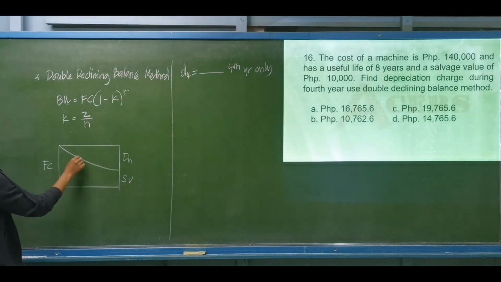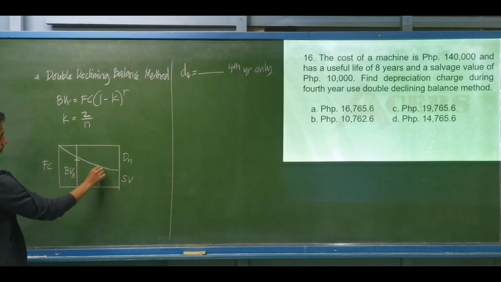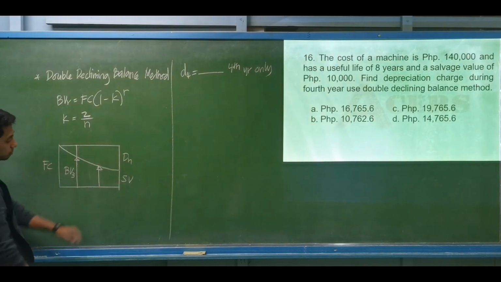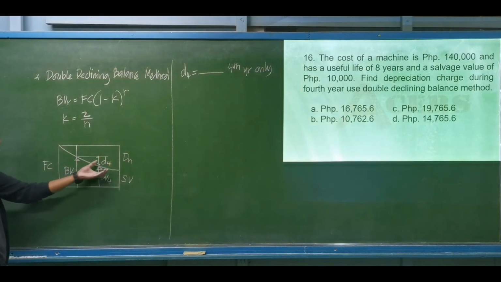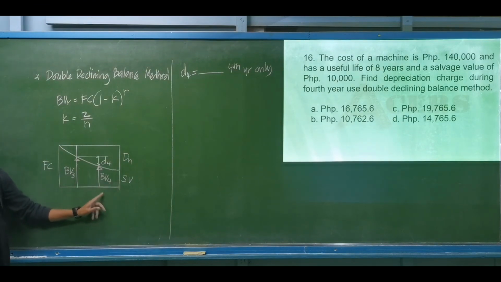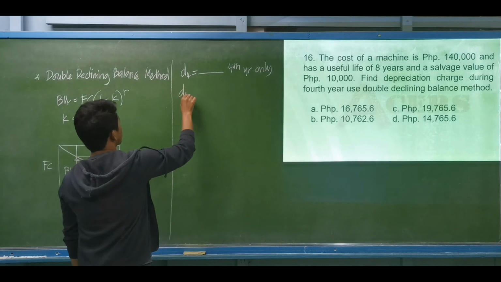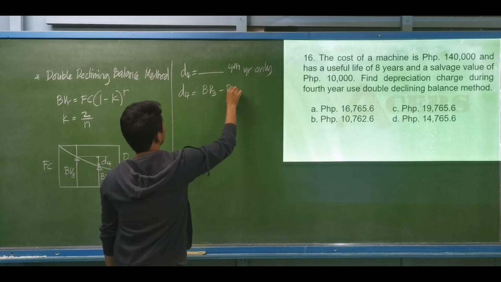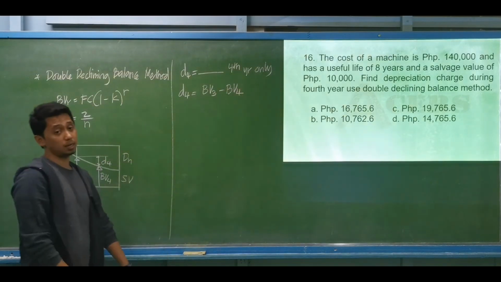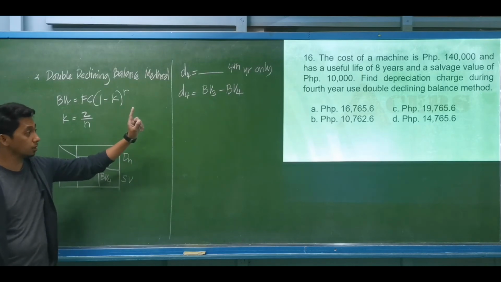If we are to analyze our diagram, let's say this is the book value on the 3rd year, and of course you will be having a decreasing book value on the 4th year. The difference of the two will be the depreciation on the 4th year. So what is lost from its value on the 3rd year going to the 4th year? Basically we have D sub 4 equal to the book value on the 3rd year minus the book value on the 4th year. The depreciation charge on a specific year, or on 1 year.